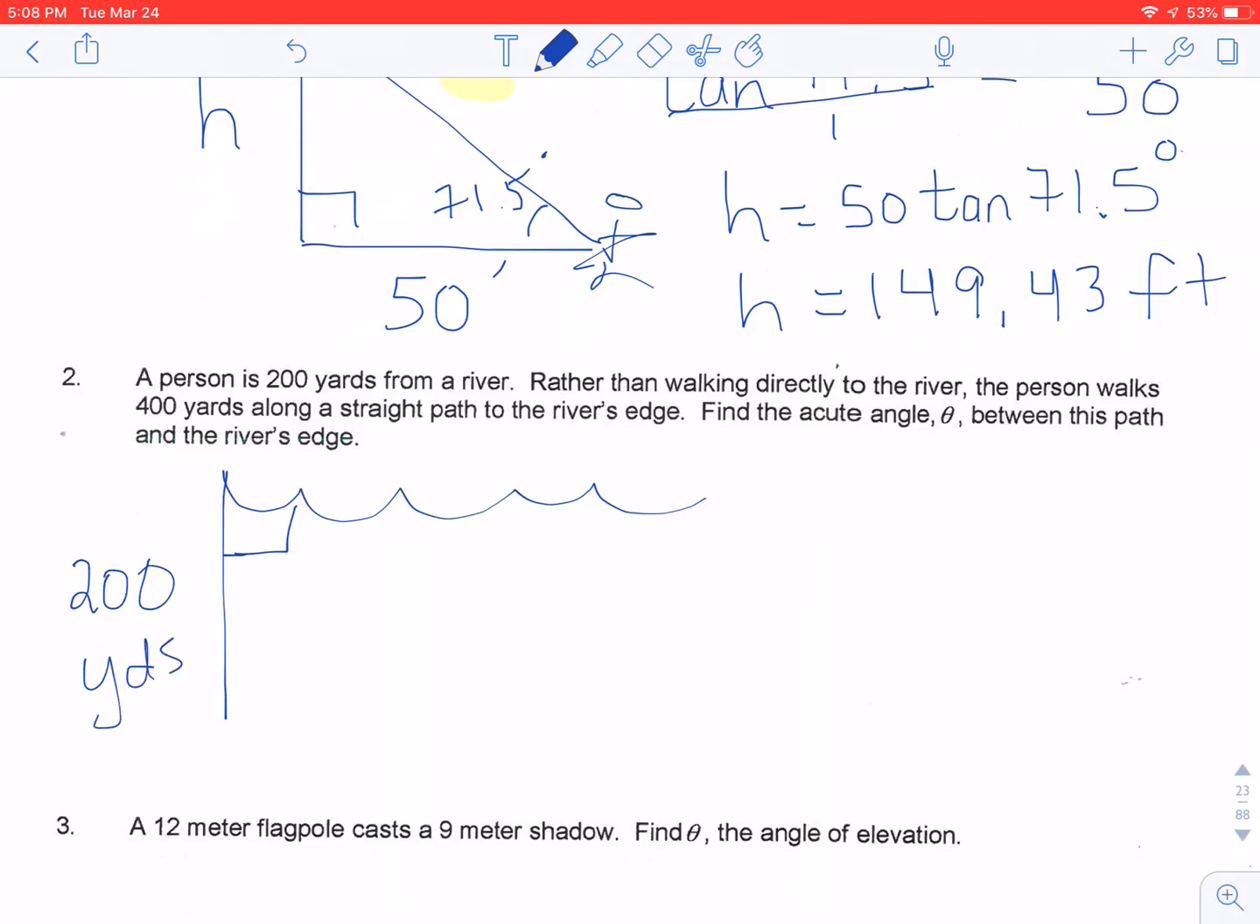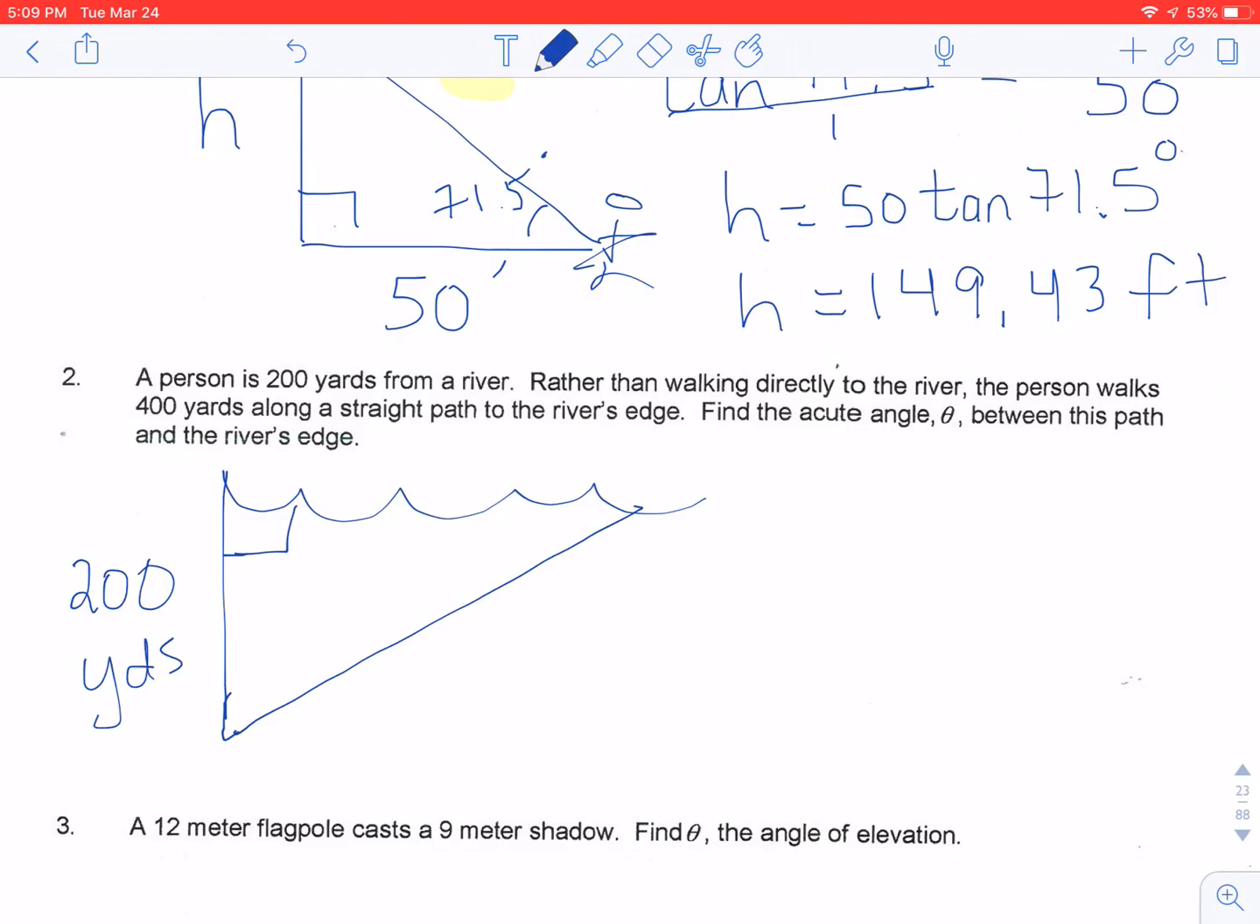Now rather than walking directly to the river, the person walks 400 yards along a straight path to the river's edge. Well, the only other side that we're going to have for this right triangle, because the person would not be walking in the water, would be this distance. And this is where you have to use a little bit of logic when you're setting these up. And sometimes that's where we have problems. So we want to just be careful to make sure it makes sense when we set it up.